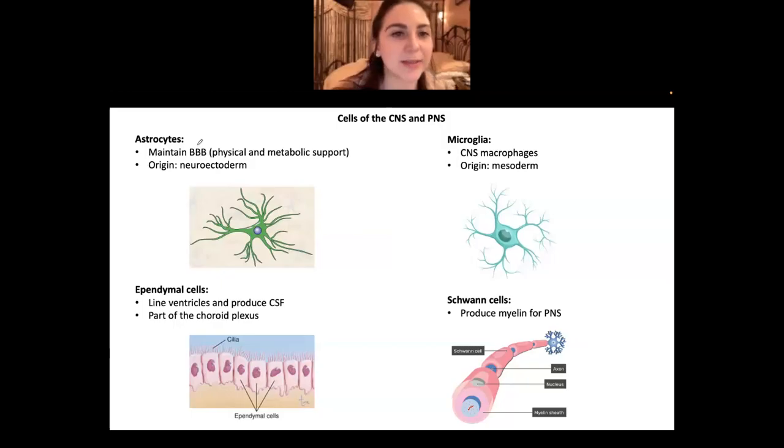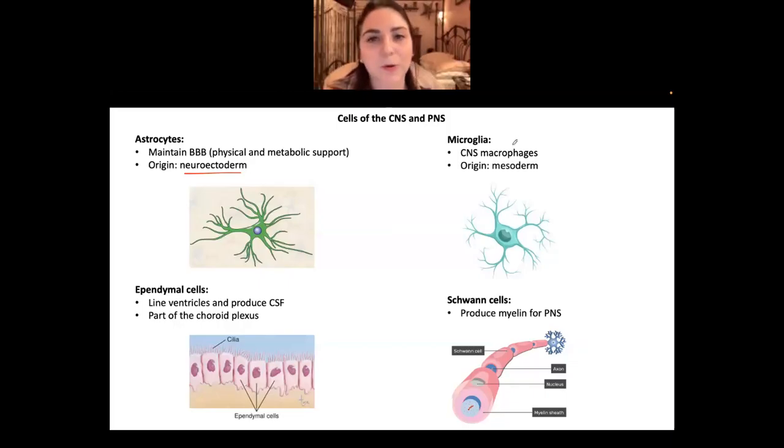And these are really cool. They physically maintain it. They sit at the blood-brain barrier and they are the blood-brain barrier, basically. They are what's not allowing certain things to cross to get into the central nervous system. But they also provide metabolic support. So they metabolize things. They allow certain things to get through and others to not get through. And these are neuroectodermal in origin. When we eventually do development, I'll talk about this again, but I did briefly talk about this back in Repro, in one of the development lectures. But this is just their origin.